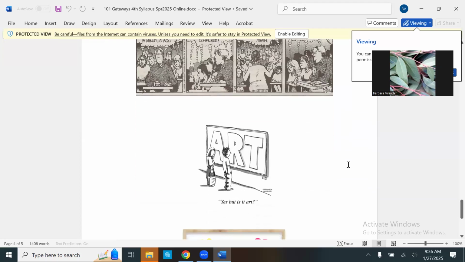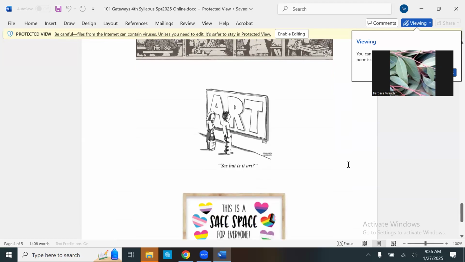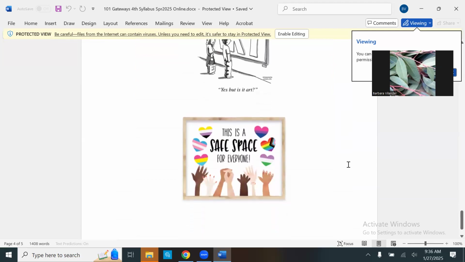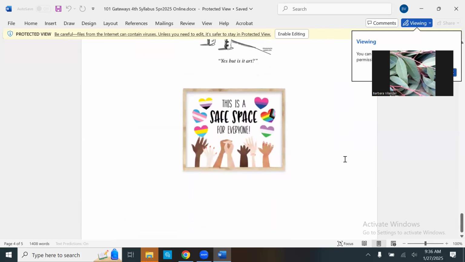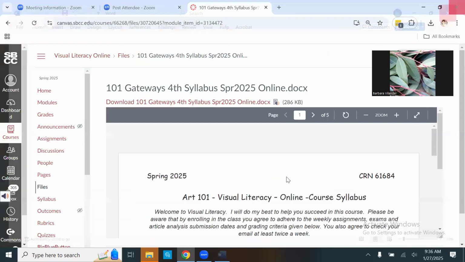Okay. I love a good art comic. Always gotta love those. And then I want you to know that this is a safe space for everyone. There's no discrimination here. There's no judgment here. Okay. All right. So let's close that out.